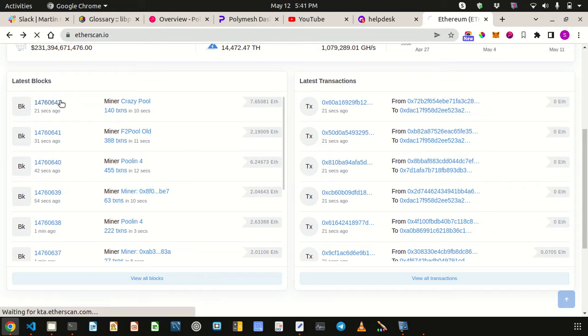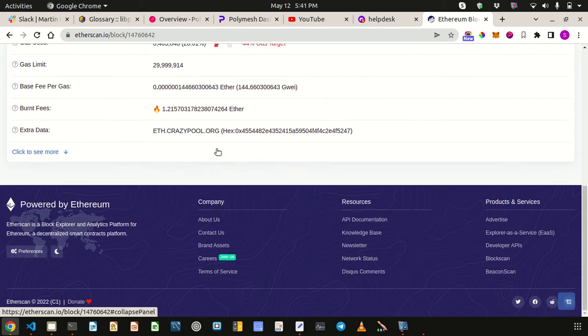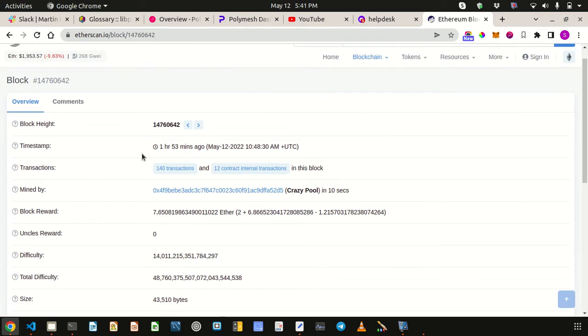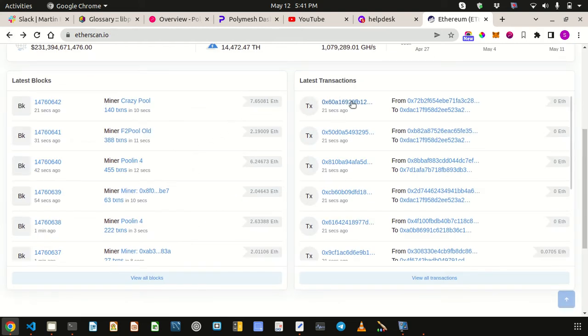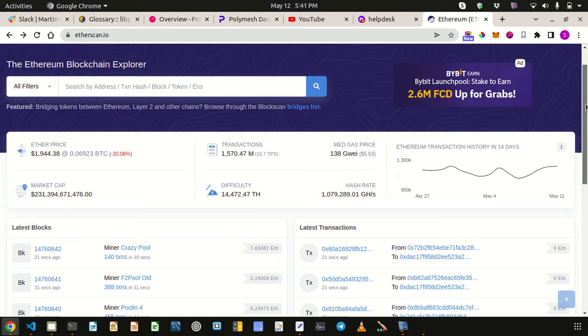So if I click on this link, you can see some block related information, then there are some latest transactions, which is again the same that we saw in the previous list. So that's the general blockchain related information you can get from the home page.